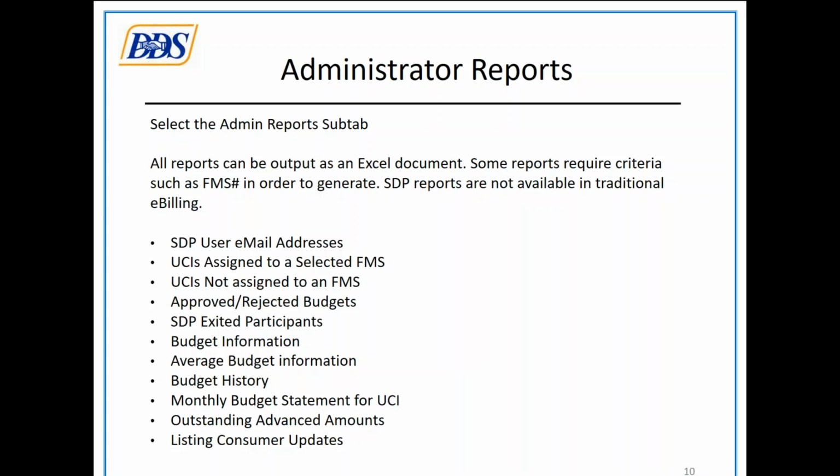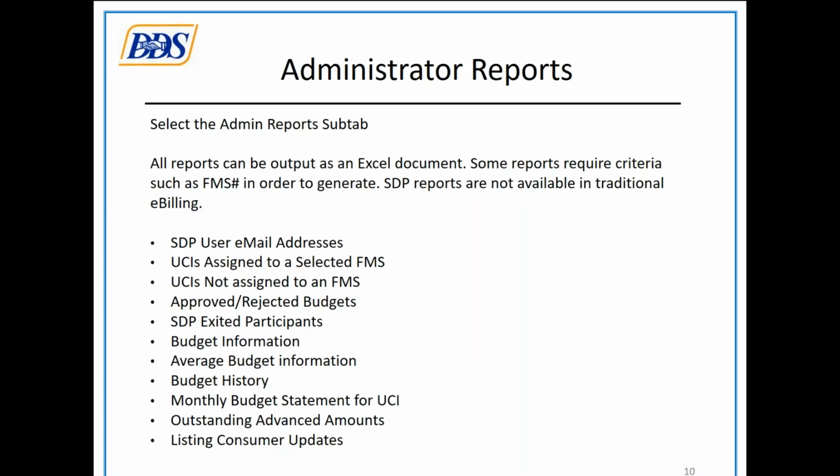You can also bring up a list of approved or rejected budgets, or a list of all the budgets on that report. You can bring up a list of the participants who have exited the self-determination program. There's a report of budget information, which has the UCI number and then the budget category amounts for each consumer. You can bring up a report of the average budget information for consumers, and budget history, so you can see the budget amounts for a consumer, what was spent, and what's remaining.